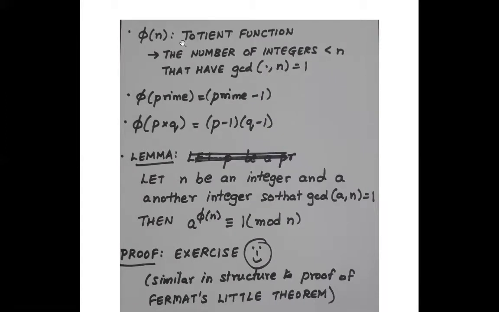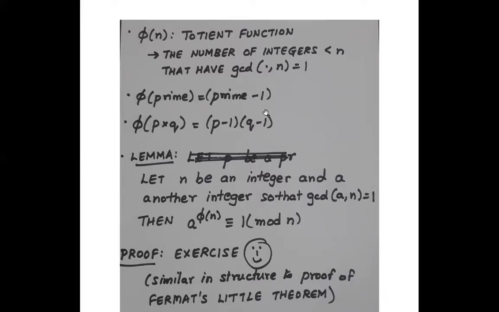So what is phi of 6? Phi of 6 would be 2. What are the only numbers co-prime to 6? Well, it is 5 and 1. 2 is not co-prime, 3 is not co-prime, 4 is not co-prime. So the totient function counts the number of integers less than 6 that have GCD of 1 with that integer. You can easily convince yourself that the totient function of a prime number is the prime number minus 1.